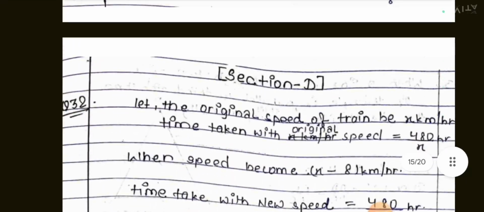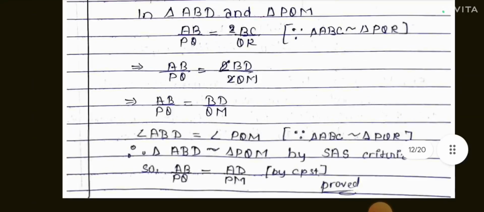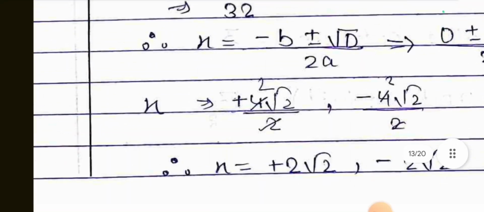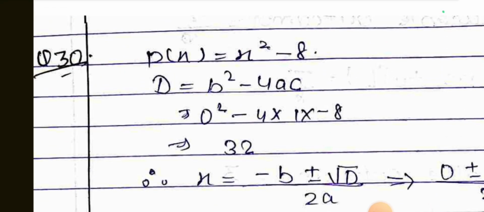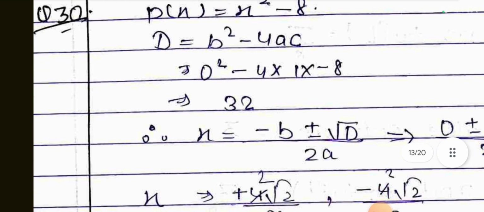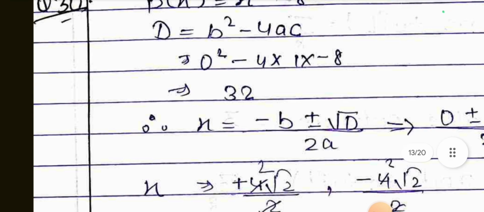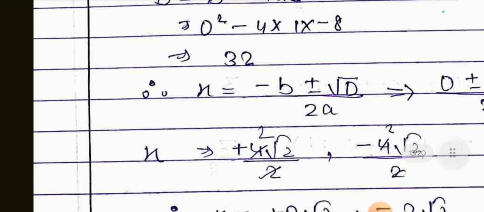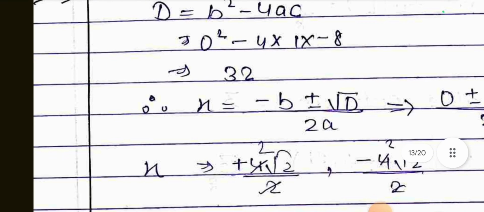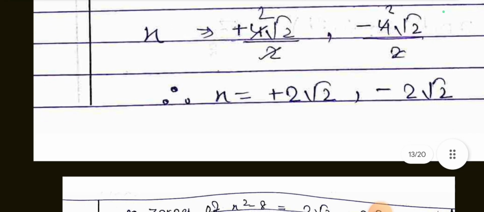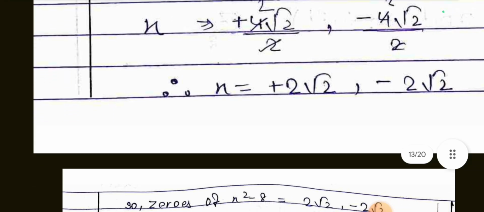Here there are two methods. We can find the zeros by direct factorization, or we can take the discriminant D equals b square minus 4ac, that is 32. If we use the formula x equals minus b plus minus under root discriminant by 2a and put the value, b is 0. So the value of x equals 2 root 2 in plus and 2 root 2 in minus. So the two zeros are 2 root 2 and minus 2 root 2.